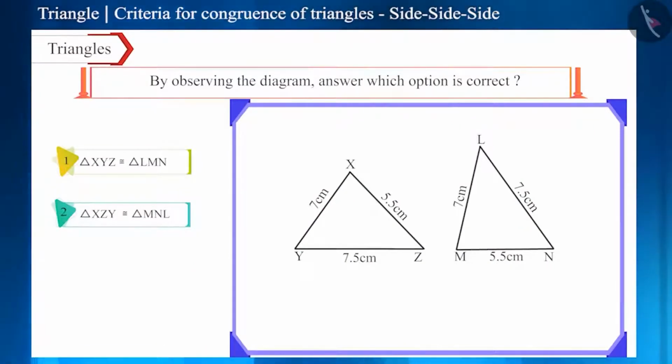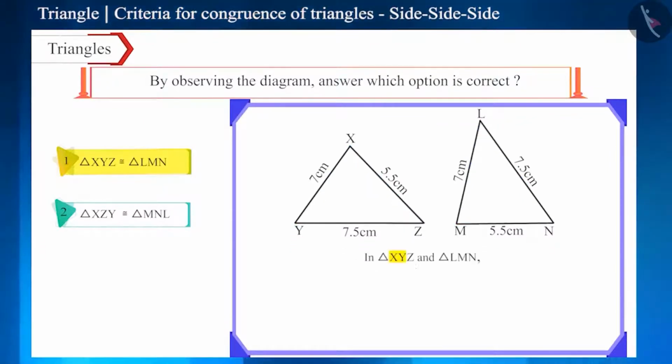Friends, look at the first option. In these two triangles, all the three sides are equal, but the corresponding sides are not equal. Side XY is equal to side LM, but side YZ is not equal to side MN, and side XZ is not equal to side LN. Corresponding sides are not equal, therefore, triangles XYZ and LMN are not congruent. So, this option is wrong.